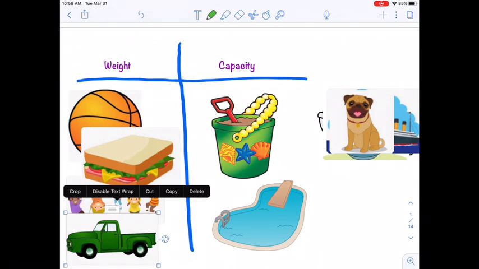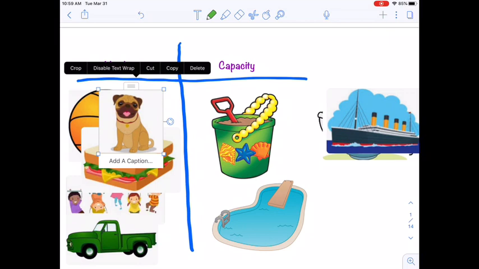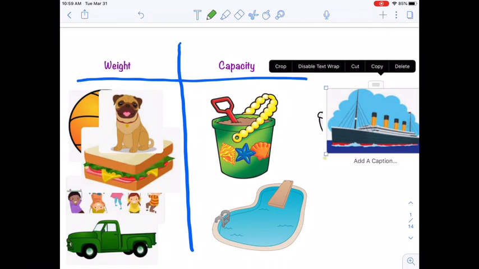How about this dog or any pet? Am I talking about its capacity or volume? How much I could fill it up with? Or am I talking about its weight? Well, just like kids, I'm talking about how heavy or how light an animal may be. I'm not talking about filling an animal up with something. So that would be weight.